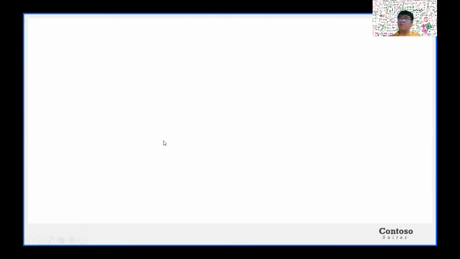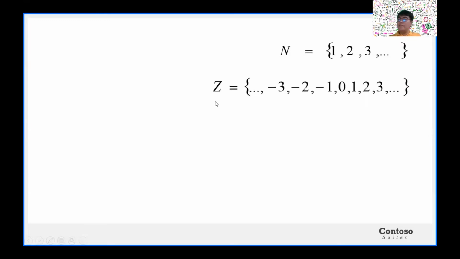So now let's move forward. We have this set in roster notation: N is equal to the set containing 1, 2, 3, and so on and so forth. We also have this set, an example of a set in roster notation. It means that it goes from negative infinity, until negative 3, negative 2, negative 1, 0, 1, 2, 3, and so on and so forth until positive infinity.